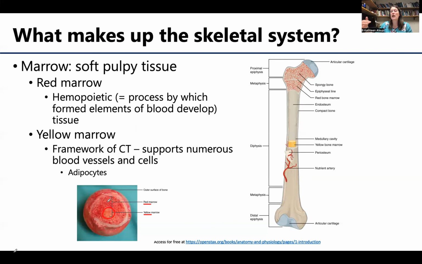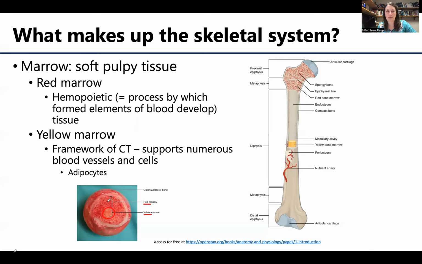So red bone marrow is found throughout the skeleton in the fetus, as well as during the first year of life. And what's important about red bone marrow is that it is hemopoietic, hemopoiesis. It'll play a role in terms of that.